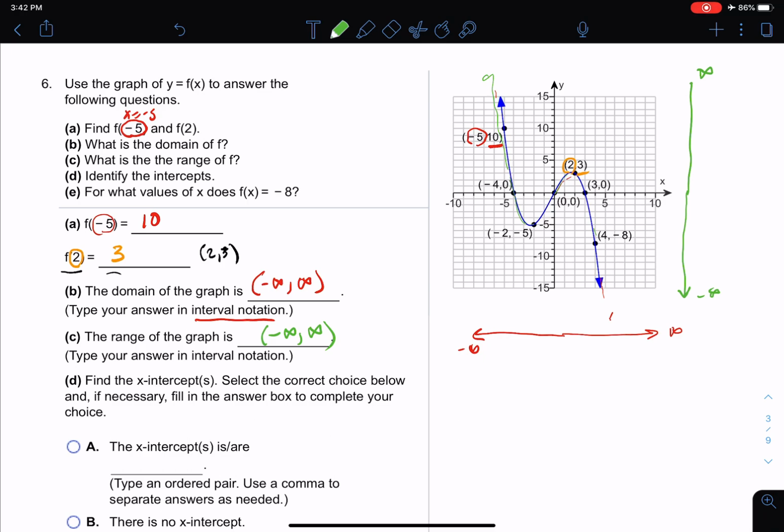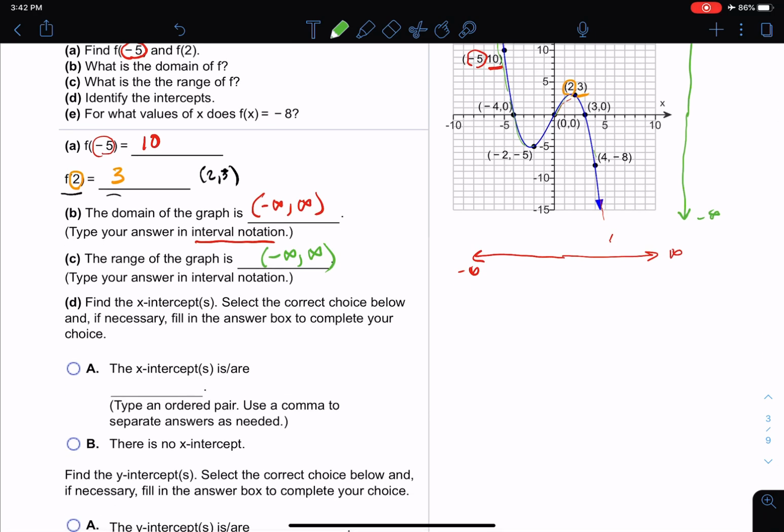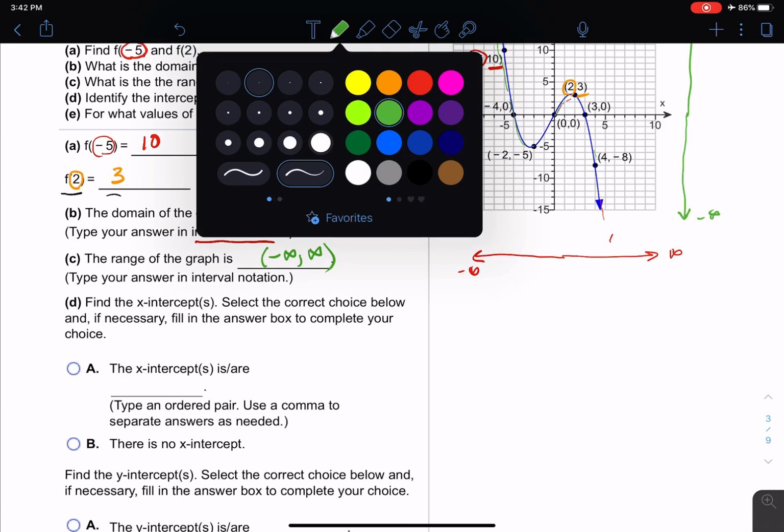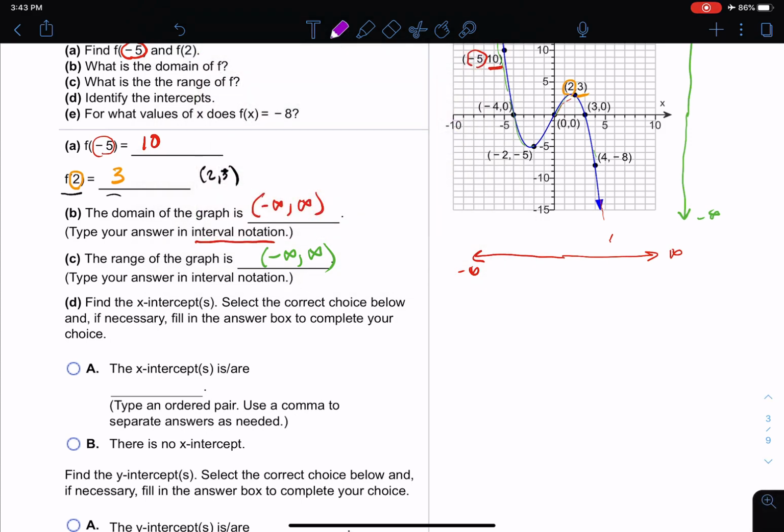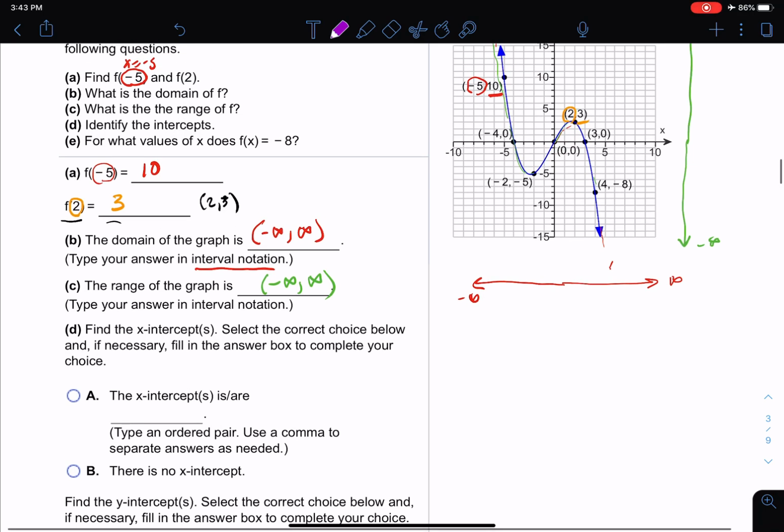Okay, find the x intercepts. Select the correct choice below if necessary. Fill in the box. I'm going to use another color here, just trying to keep our eyes looking at specifically what I'm talking about. It says x intercepts. Well, be careful. It says type an ordered pair answer. So what are the x-intercepts? Well, this graph crosses the x-axis right there. So the x-intercept, one of them at least, is -4. It said please write an ordered pair. So if you just put -4, it'll probably mark you wrong. You'll punch the computer and be upset.